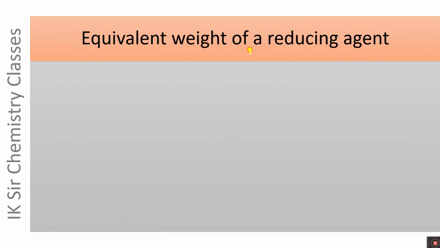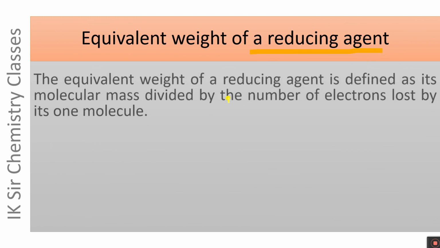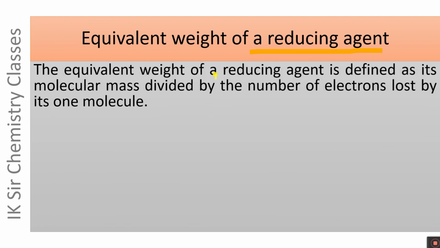Equivalent weight of a reducing agent. The substance which reduces another substance is called a reducing agent. The reducing agent is oxidized itself and it loses electron. The equivalent weight of a reducing agent is defined as its molecular mass divided by number of electrons lost by its one molecule. Mathematically, it can be expressed as follows.